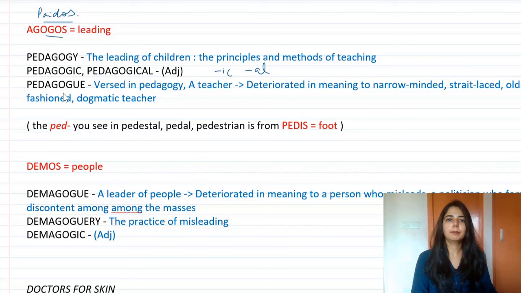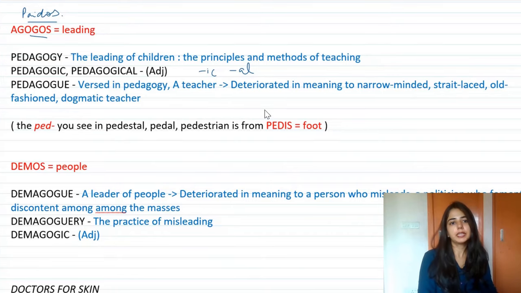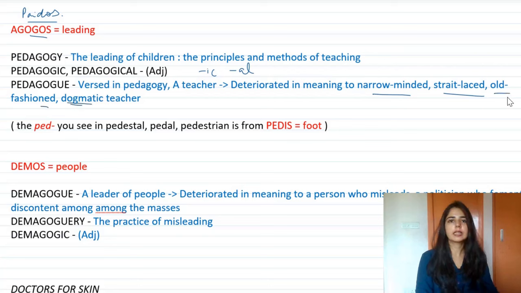But actually its meaning has been reduced down to a teacher who is extremely strict. As you can see here, a teacher, but the meaning has deteriorated to narrow-minded, straight-laced. Straight-laced means very strict, who has his own ways, very dogmatic, old-fashioned. Basically those who think that their way is the correct way and they do not promote questioning or doubting. They only promote imposing what they know, and they are narrow-minded, straight-laced and old-fashioned. So those teachers are mostly known as pedagogues.